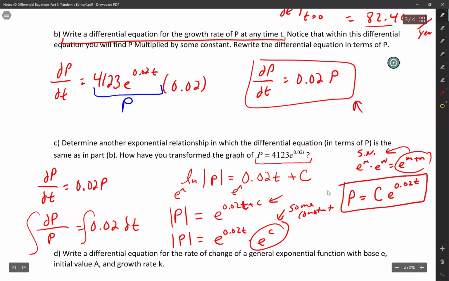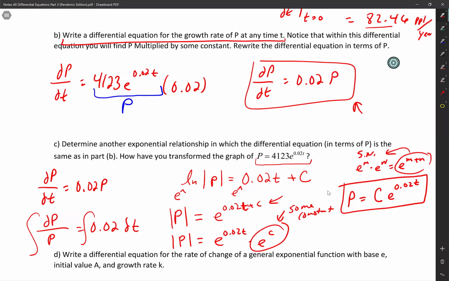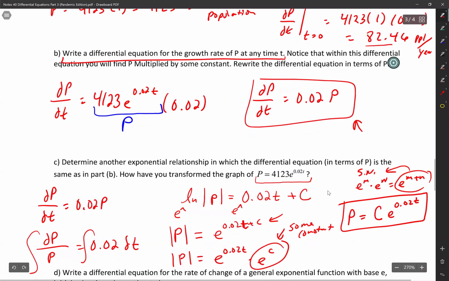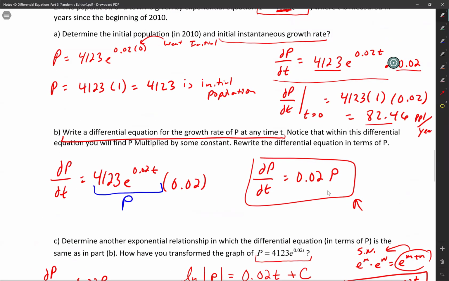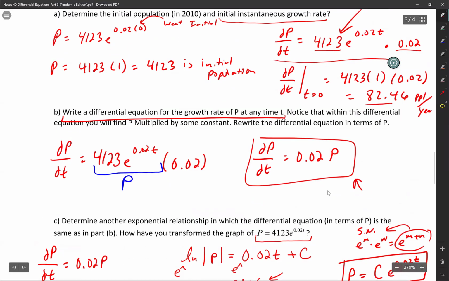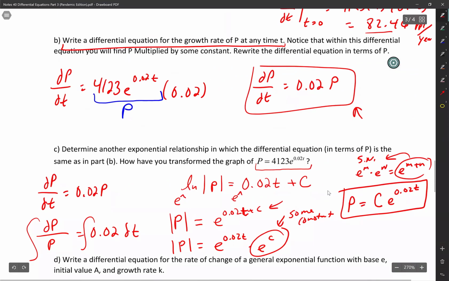And look, how do they look the same, or how have I transformed it? All I need now is an initial condition and I can solve for what C is. Obviously I know that C is 4123, but now you can solve it for any initial condition. That's kind of cool, right?